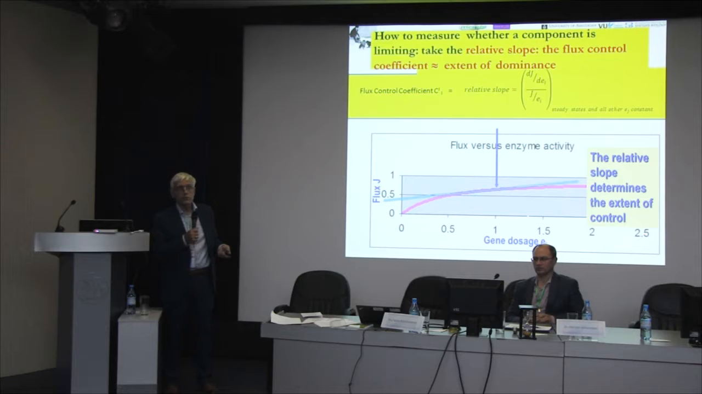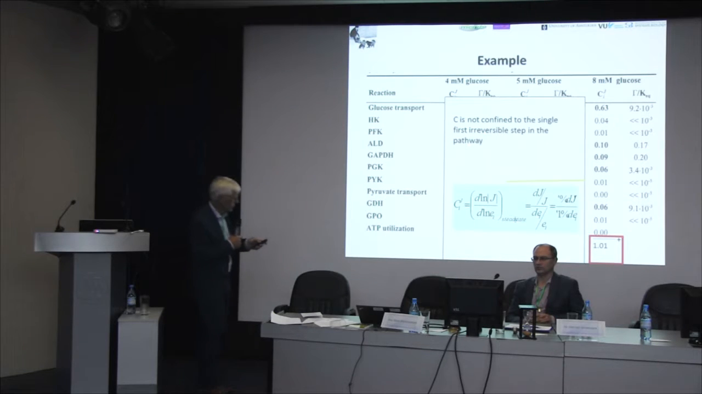If that is 50% reduction of flux, you get a C of 1, a dominance of 1, complete dominance. If you reduce the gene dosage by 50% and your function goes down by 10%, then 10 by 50 is 0.2 dominance. That's the type of thing. Anyway, this will become a bit clearer to you, but this is a measure of dominance.